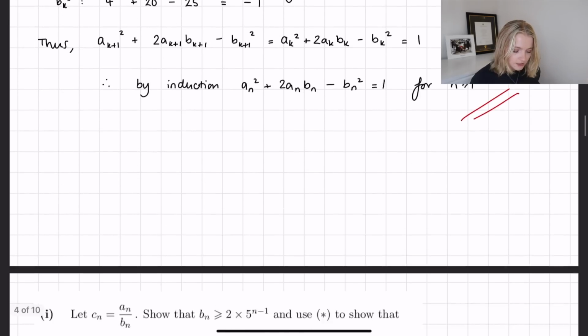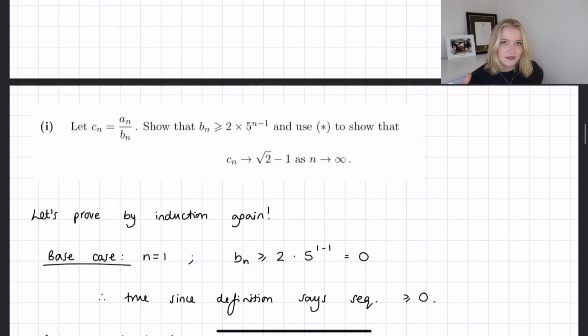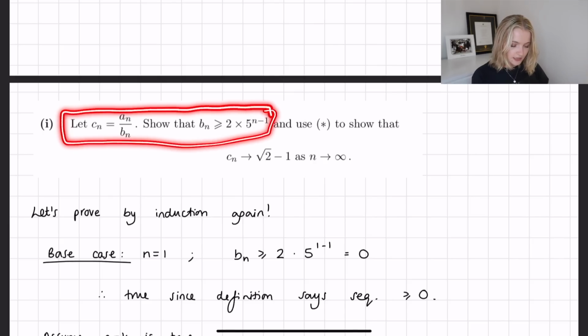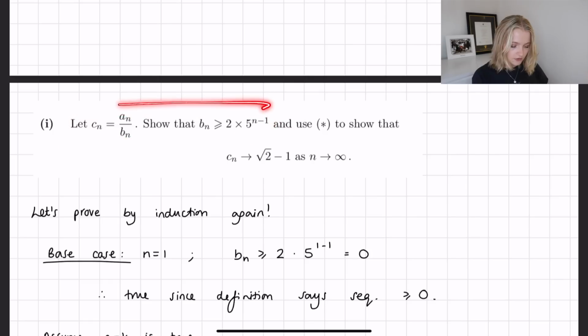Now the second part of the question, well, I say that's the first part. The second part is part i of the question. And so it says, let c_n equal a_n over b_n. We want to show that this holds. So let's just focus on this first part here, because then it says "and", so let's just focus on this first.